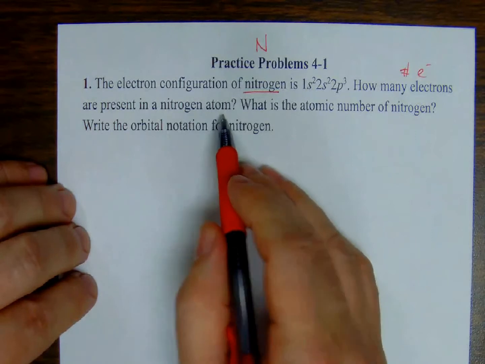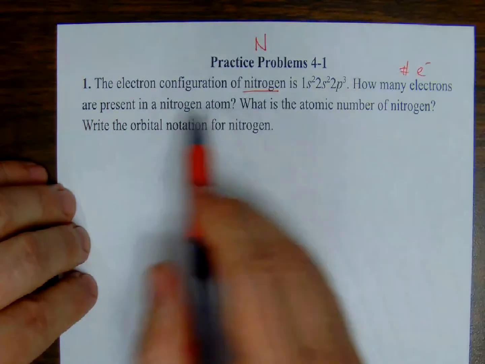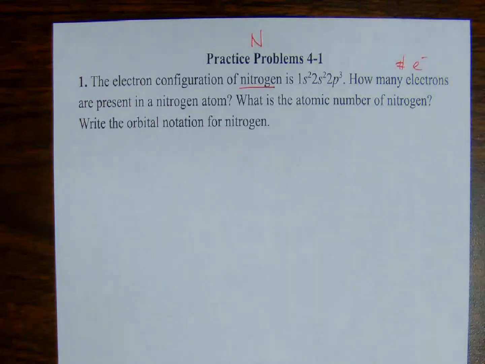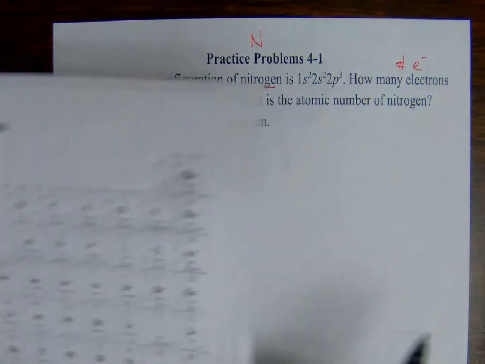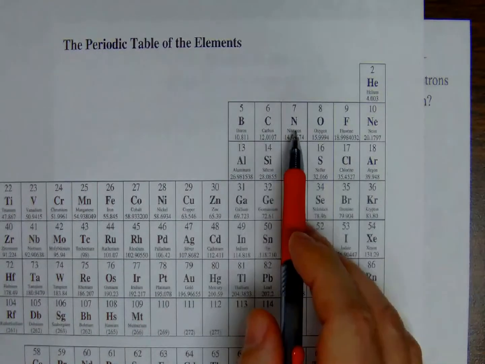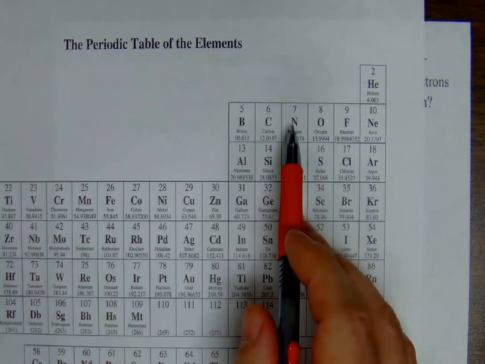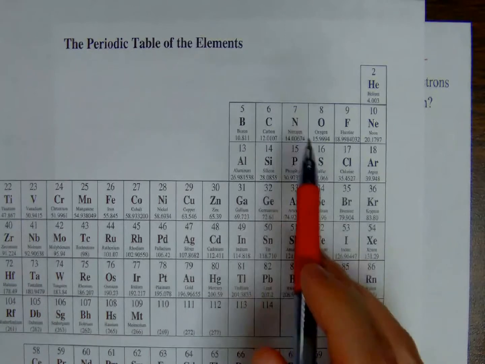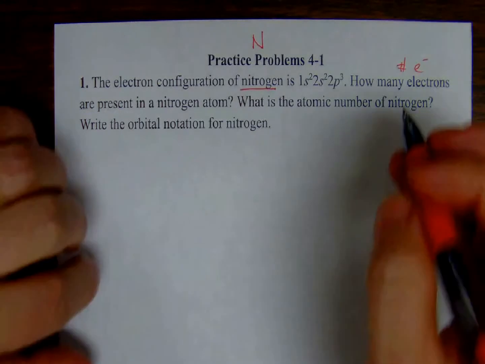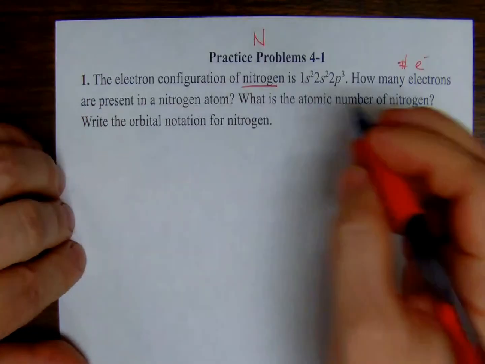So we can do a couple of things here. We can do what we've done in the past and maybe pretend that there aren't any ions floating around, and we say, okay, look at the periodic table. Nitrogen is number 7. It means it has 7 protons, and so we're assuming that it's also going to have 7 electrons. So that's one way to do it.